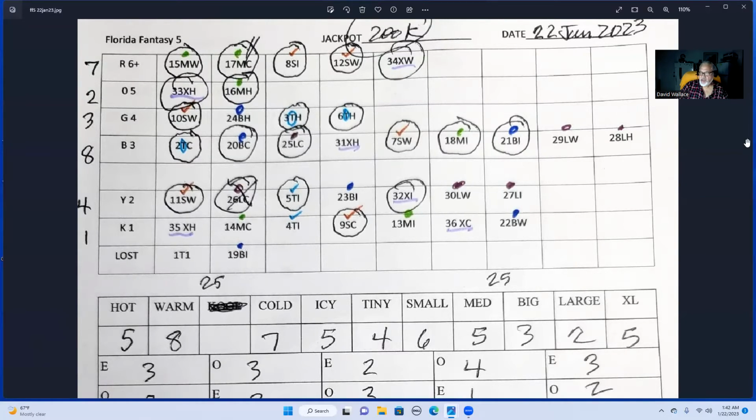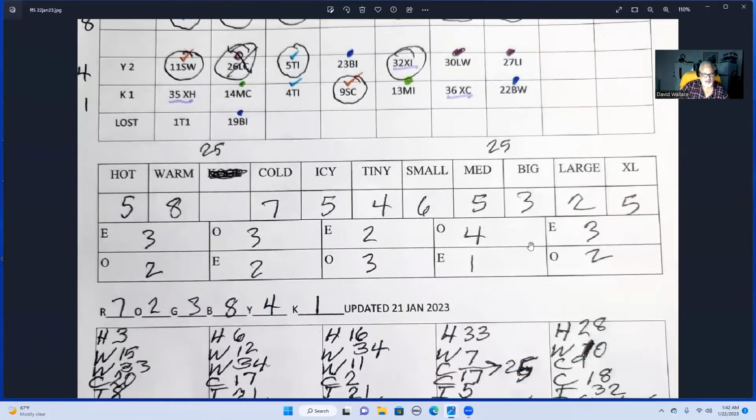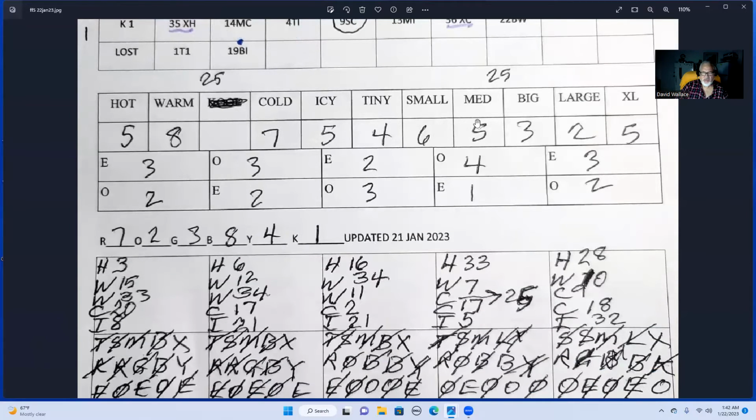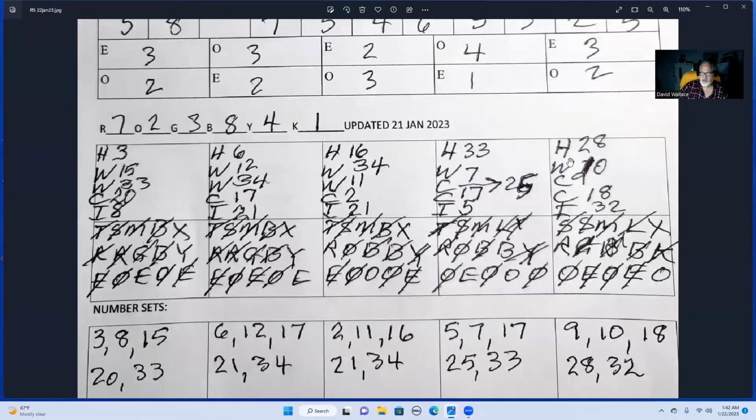And so this helps me in creating my number profiles, okay? So I take this information: hot, cold, tiny, the size, even and odd numbers, and all of this information, and I create my number profiles right here. Like I said, there are 5 hot numbers, right? And so I've got 5 H's right across here.